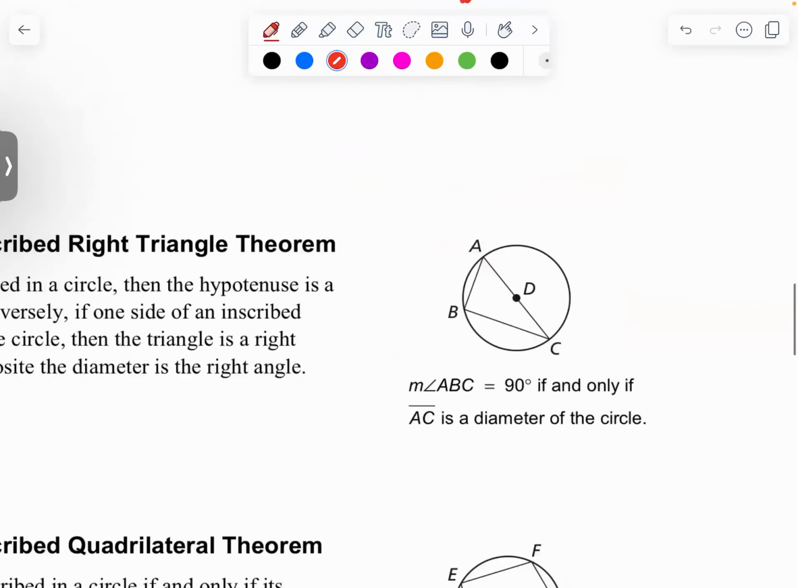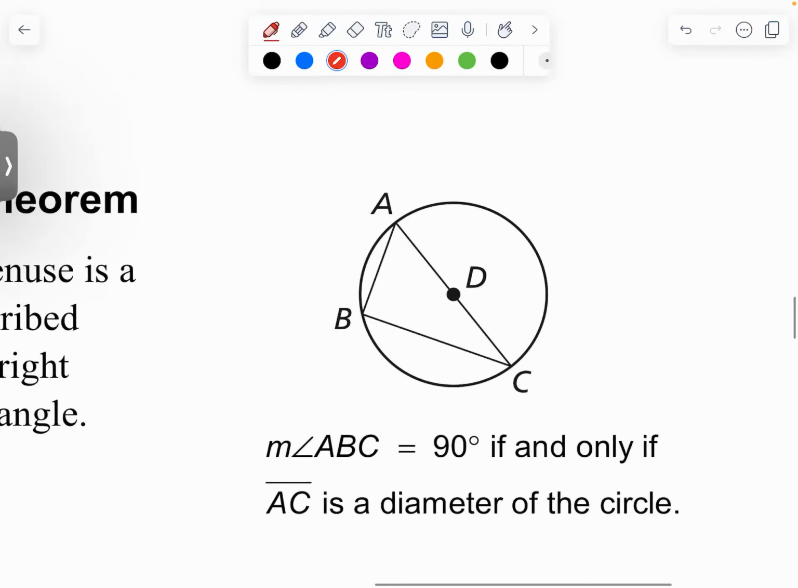What do you know about AC? It is a diameter. And if AC is a diameter, what does it mean about this arc that I have highlighted in yellow? It is 180. So if we have a semicircle, we know that the arc is 180. Well, if I draw an inscribed angle, what must that mean about the angle? It is a 90-degree angle.